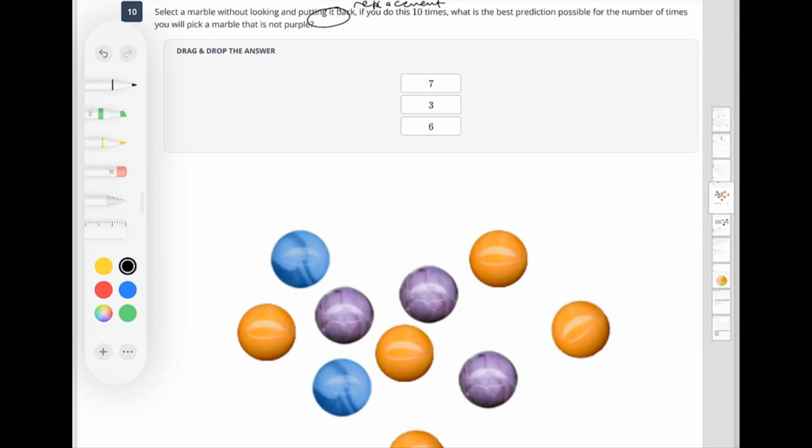It's not working right now. There it is. Kind of. Oh, I know. There's a bug.